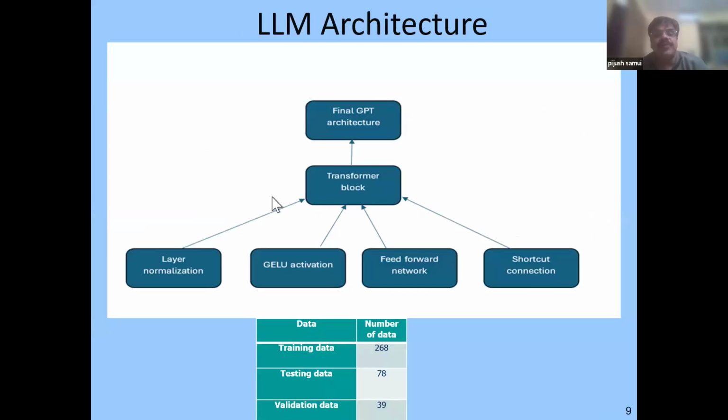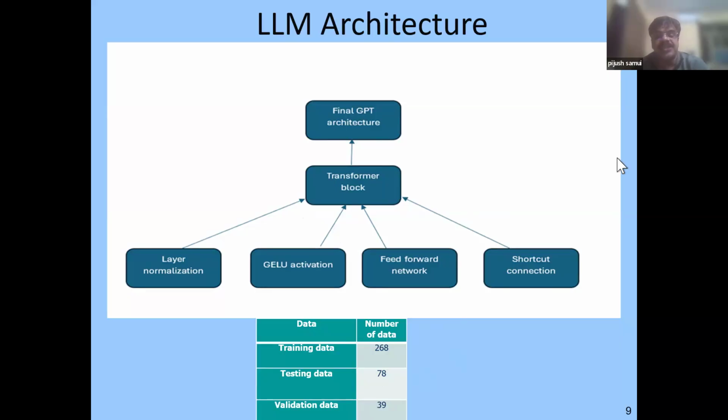Now the LLM architecture: this is the final GPT architecture. It comes from the transformer block, and then we go to the layers. First we get layer normalization, GELU activations, feed-forward networks, and the shortcut connection. I will cover all these parameters in the next slide. I have used around 268 samples as the training dataset, the remaining testing dataset is 78, and validation is 39.